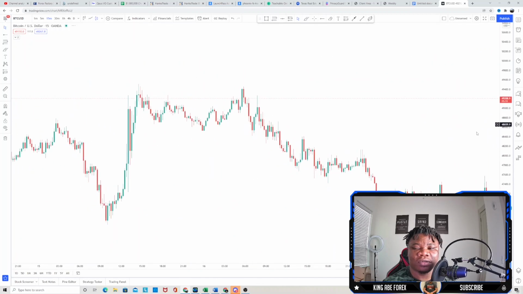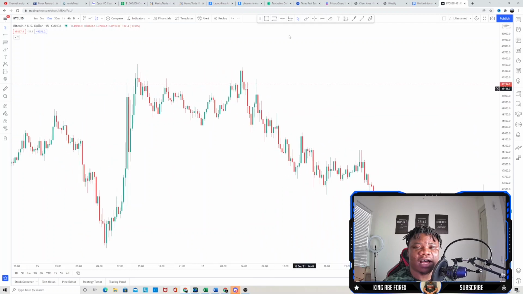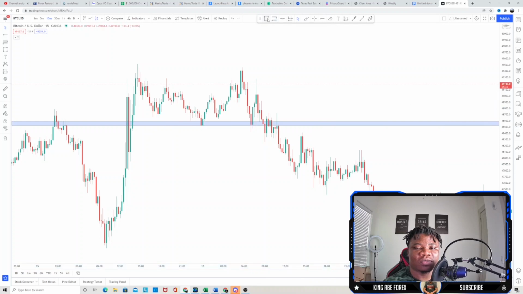Let's see. To take a sell position, what we need to figure out is our highs and our lows. We have this low here. We're on the 15-minute time frame, like I told you guys earlier. So we have this low over here, and we also have this high over here.